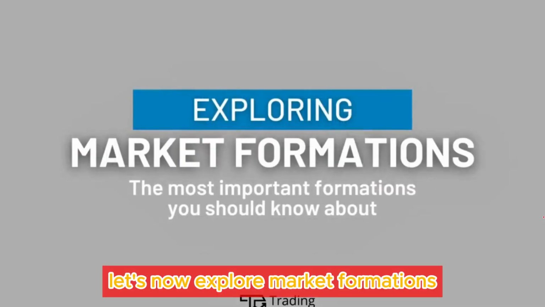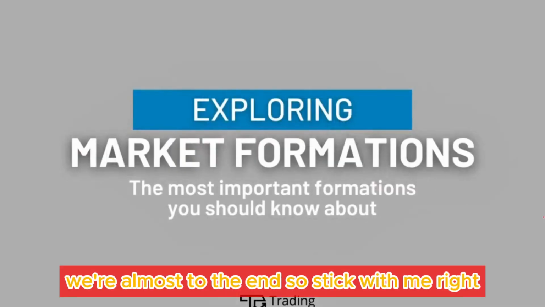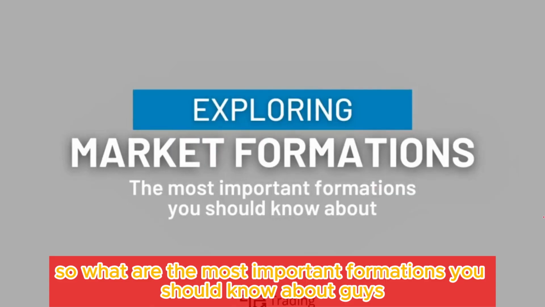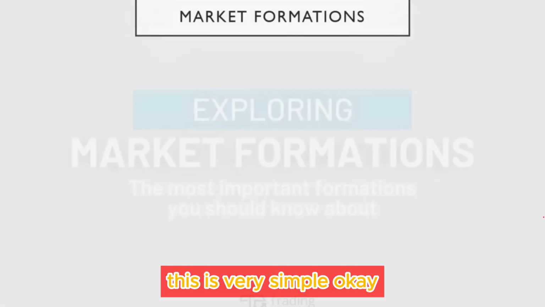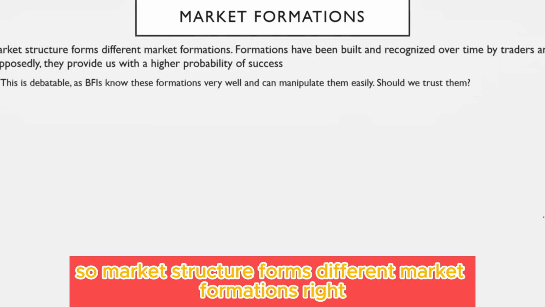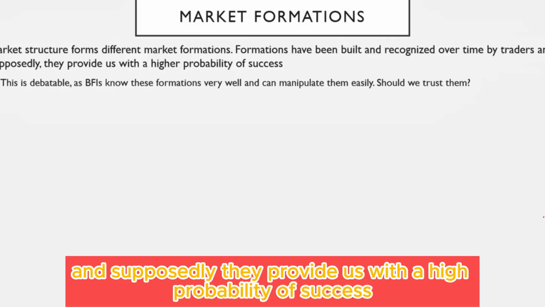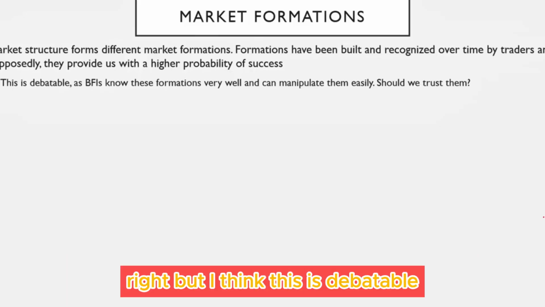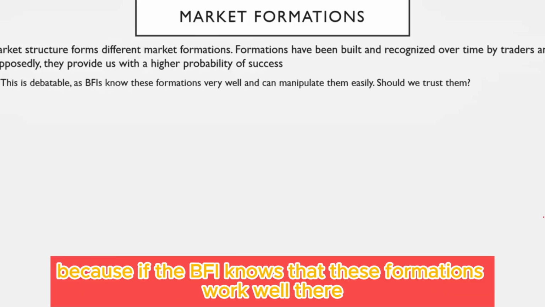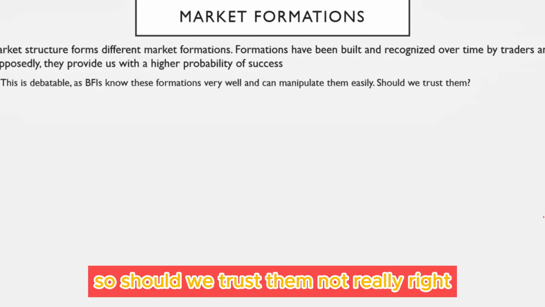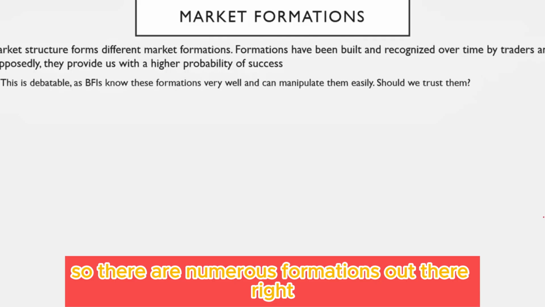Let's now explore market formations. We're almost at the end, so stick with me. So what are the most important formations you should know about? Guys, you're not going to believe me. This is very simple. Market structure forms different market formations. Those formations have been built and recognized over time by traders, and supposedly they provide us with a high probability of success. But I think this is debatable, because if the BFI knows that these formations work well, they can just manipulate them. So should we trust them? Not really. There are numerous formations out there.